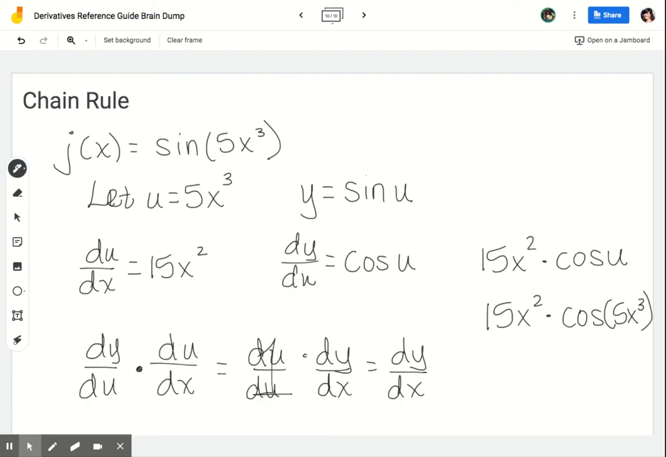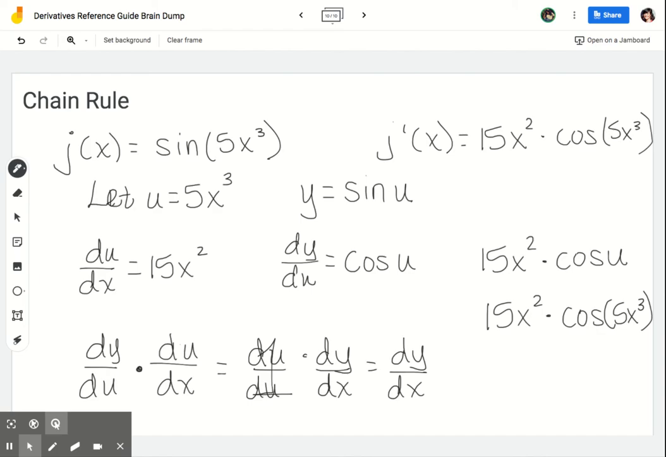So if j of x equals sine of 5x cubed, then the derivative j prime of x equals 15x squared times cosine 5x cubed. And of course, I can check my work by plugging this function into Desmos, graphing j prime of x, and then typing this equation in on a second line and making sure that they match.